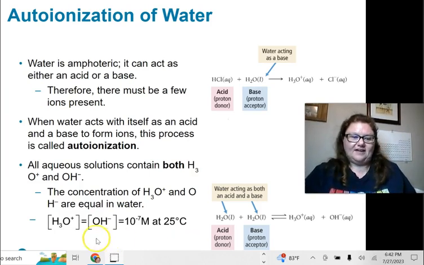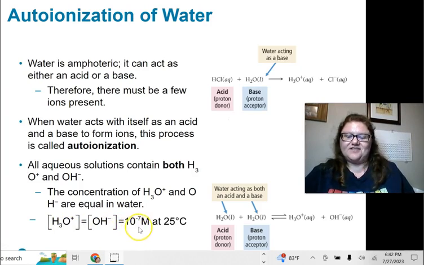So then we could say that the concentration of hydronium is equal to the concentration of hydroxide. And this is 10 to the negative 7 concentration when we're at room temperature. Okay, that negative 7 exponent is going to be significant in just a minute.